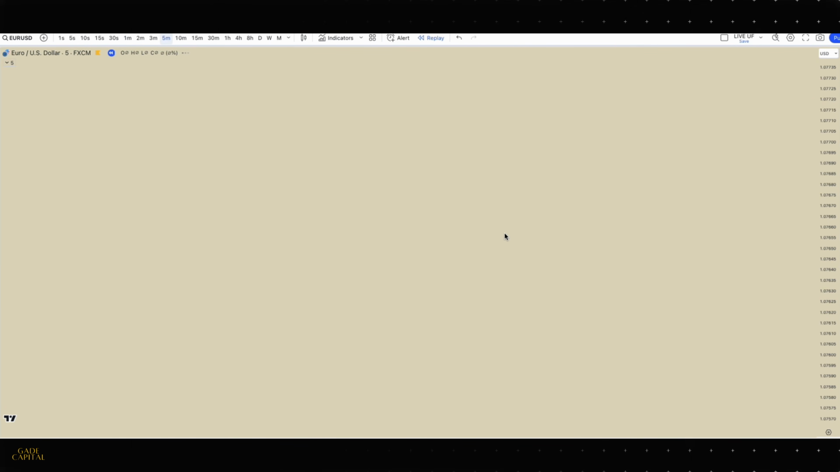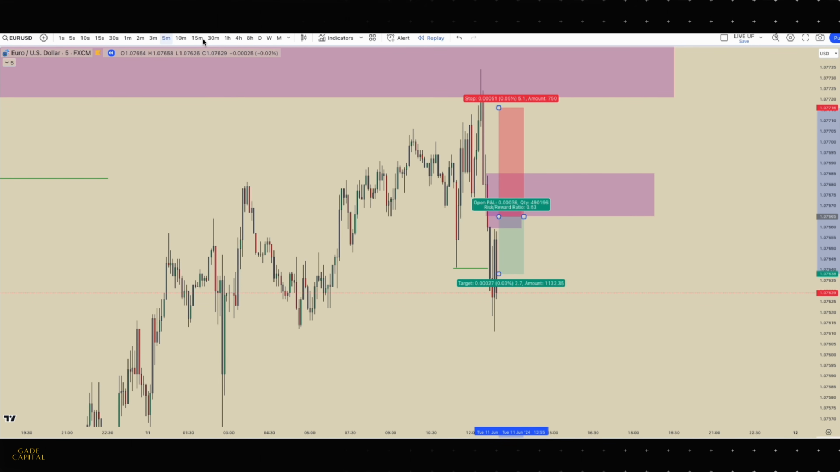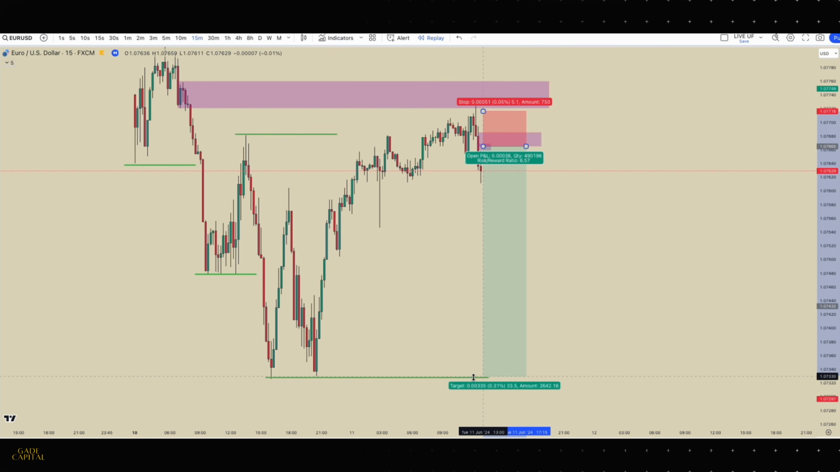So if we go to 5 minutes, we can use this as our entry area. This will be our stop loss. If you go to 50 minute time frame again, we can target this sell side liquidity or this imbalance, right? Because this order block is mitigated, so we can target this low.